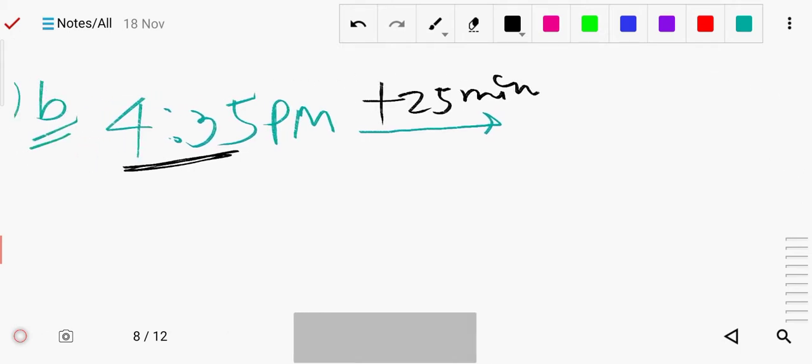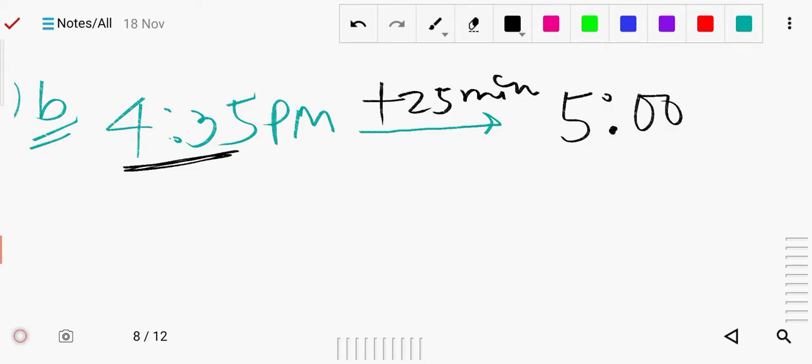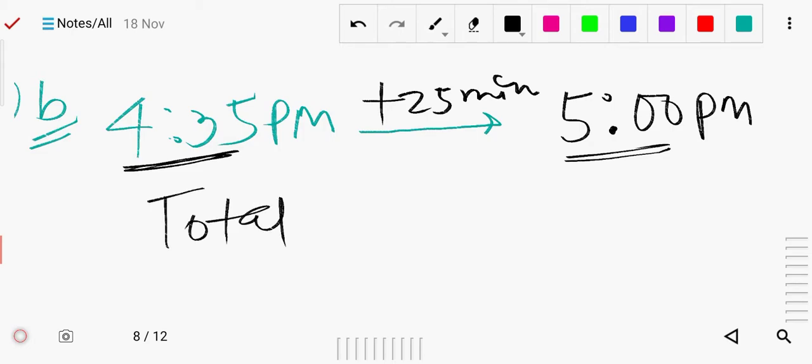It means now the time will be 5 p.m. Now I have to reach this time, so we can write the total time taken. You can write here 25 minutes.